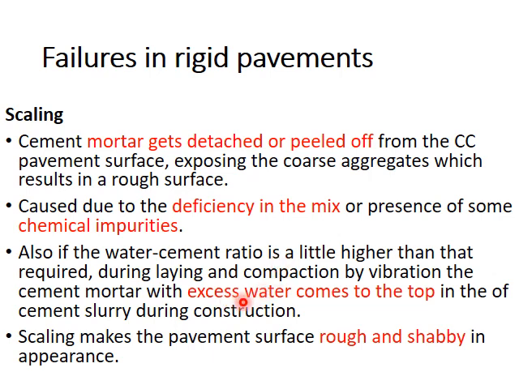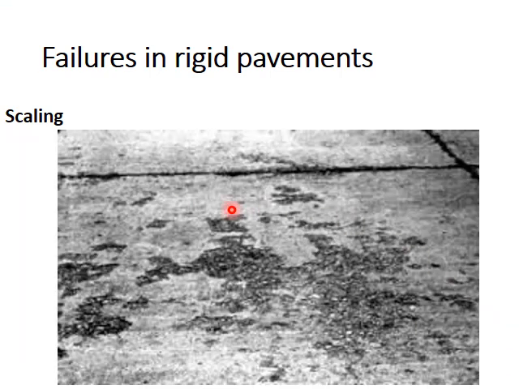That is excess water. If the water cement ratio is high, water will be in excess, and this water will come to the top of the cement slurry, and this can easily get peeled off. And this peeled off or scaled surface gives a rough and shabby appearance to the pavement surface. So this is an image of the scaling of cement concrete pavements.